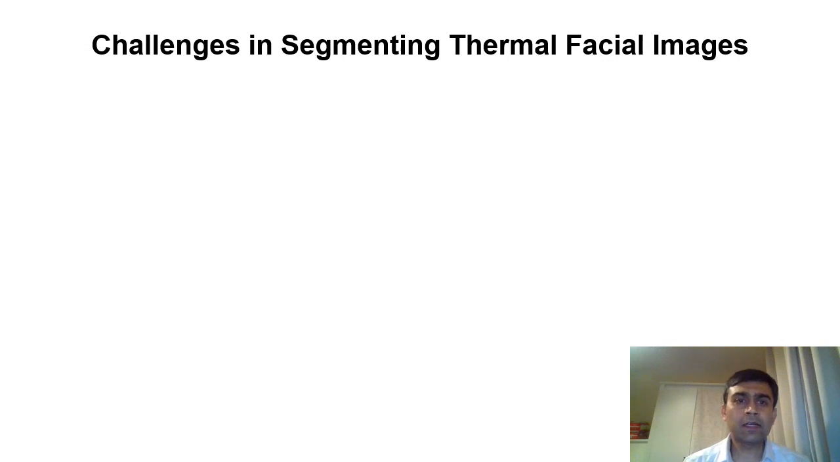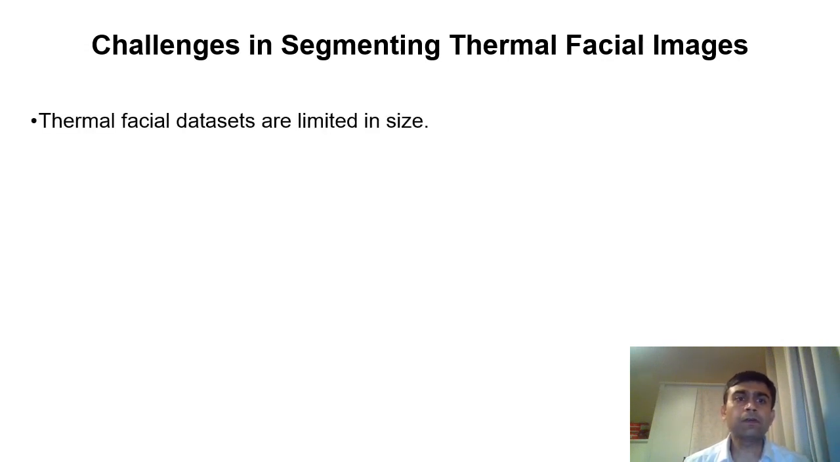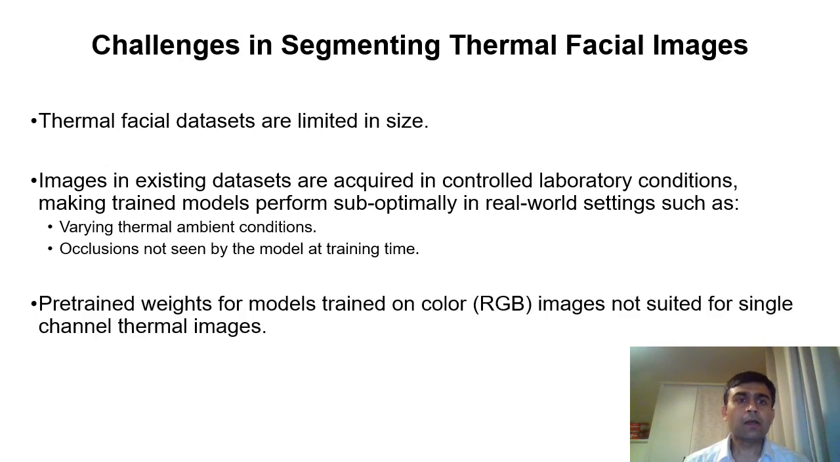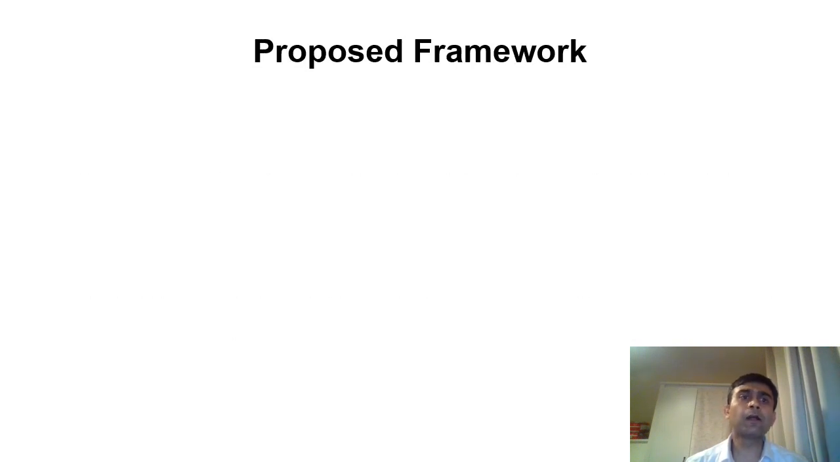However, there remain unaddressed challenges of semantic segmentation for thermal facial images. First, the available dataset sizes are small and most of these datasets are acquired in controlled laboratory conditions. Models trained using these datasets may not function optimally in varying thermal ambient conditions, as well as when occlusions not seen by the network appear in an image. In addition, the learning strategies including GAN and contrastive learning that have shown promising performance for RGB benchmarks on semantic segmentation rely on pre-trained weights, which are not available for thermal images.